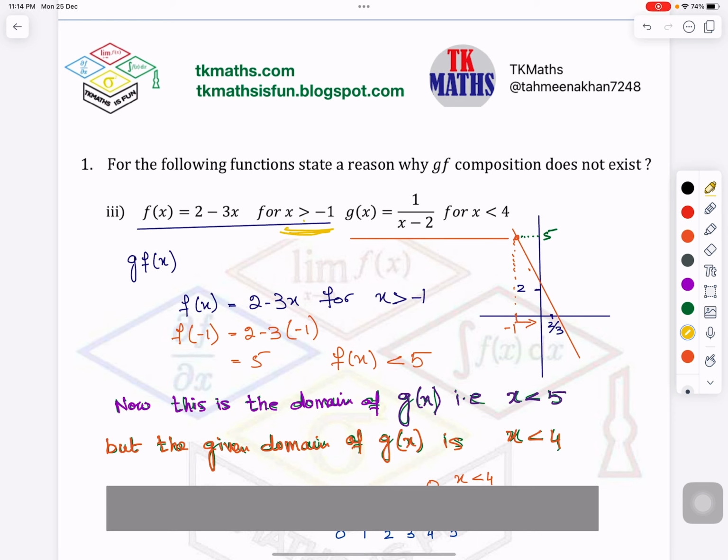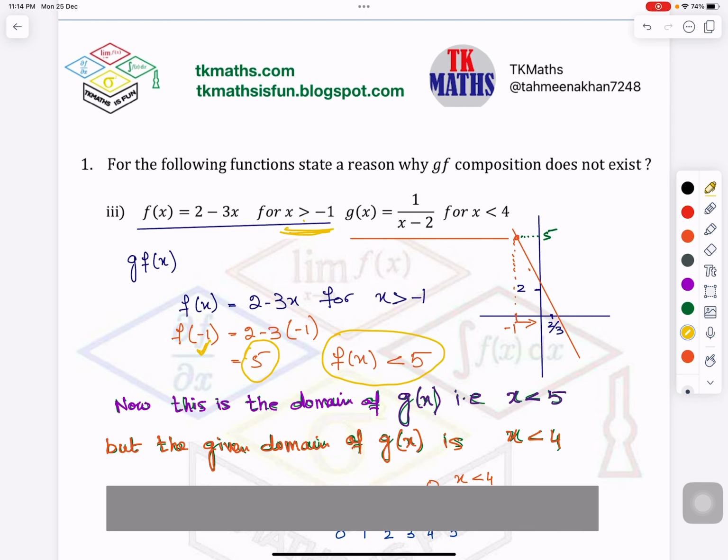When I substitute x greater than -1, meaning -1... by the way, sometimes the students get confused here. They say it is greater than -1, so we cannot put -1 here. We can, and the corresponding value I will get, I will not put an equals to sign here, right? Because there is no equals to sign given in the question. So my range for function f is less than 5.